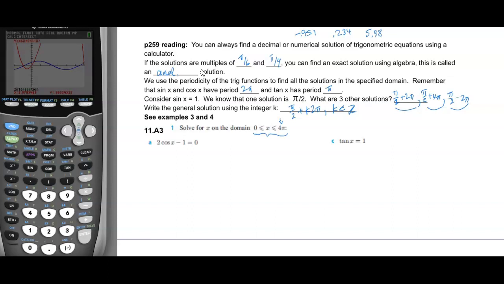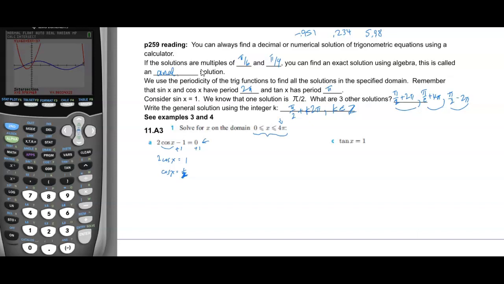They didn't give it to us straight. They didn't isolate cosine x equals something, but all we need to do is a little bit of algebra, and then we can find what cosine of x should be equal to and solve it analytically. Divide both sides by 2. So this is basically the same thing as saying that cosine of x equals 1/2.